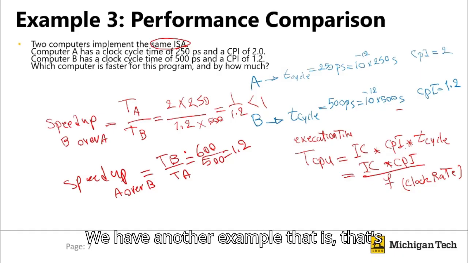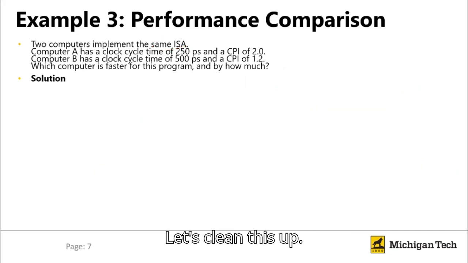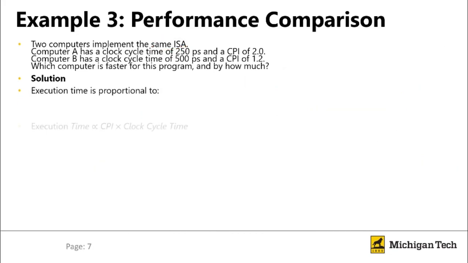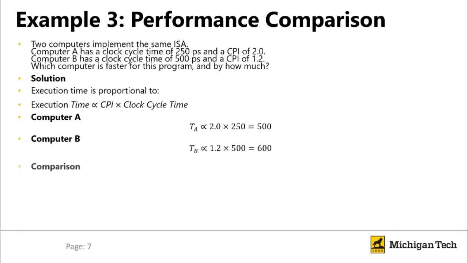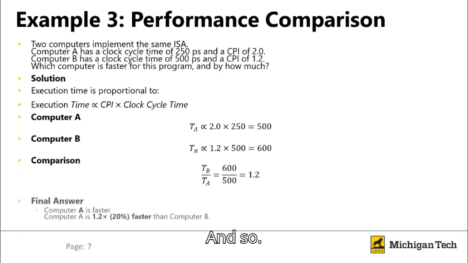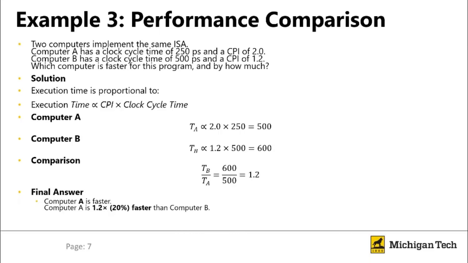We have another example. Oh, they have the solution here. Let's clean this up. So same way, computer A is faster. How much? Like 20% faster. Why 20% faster?